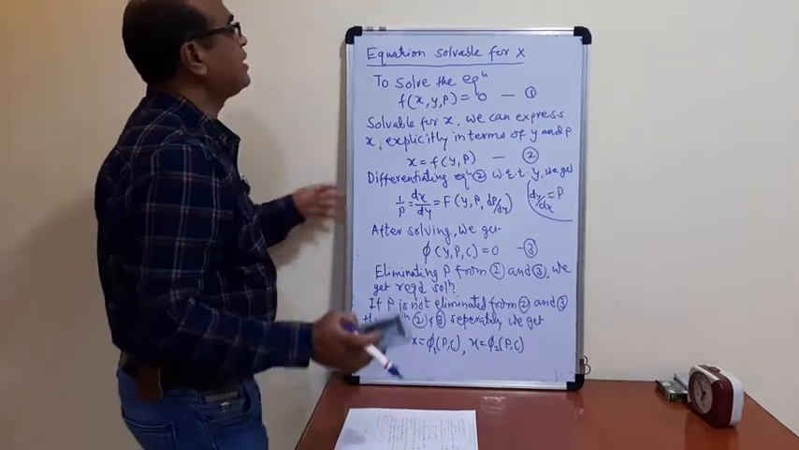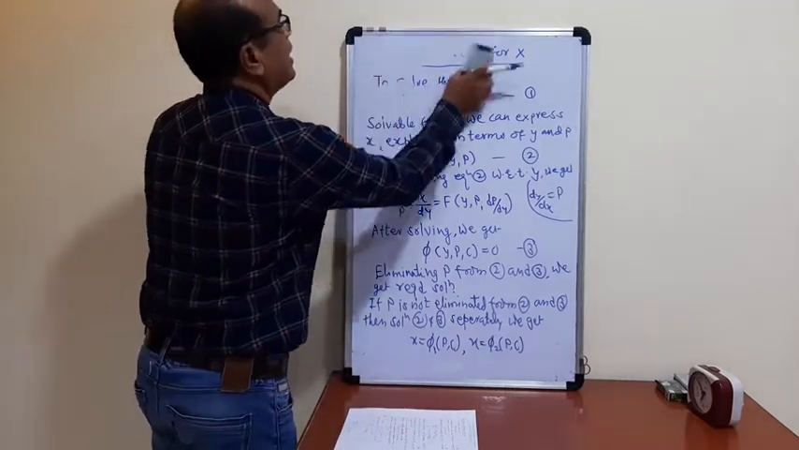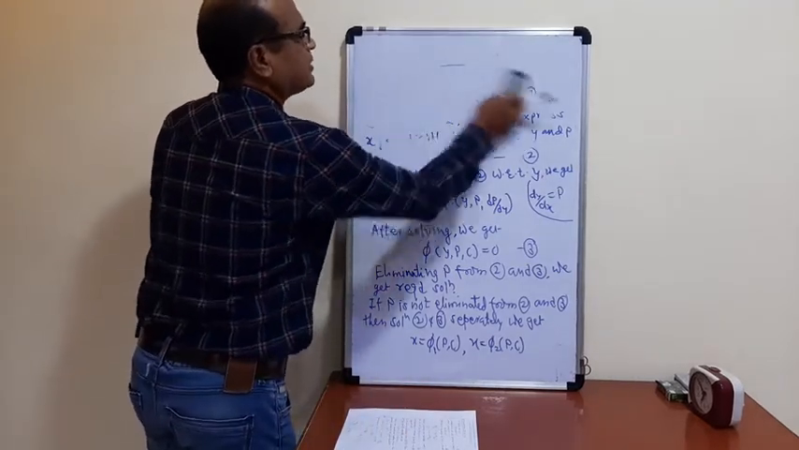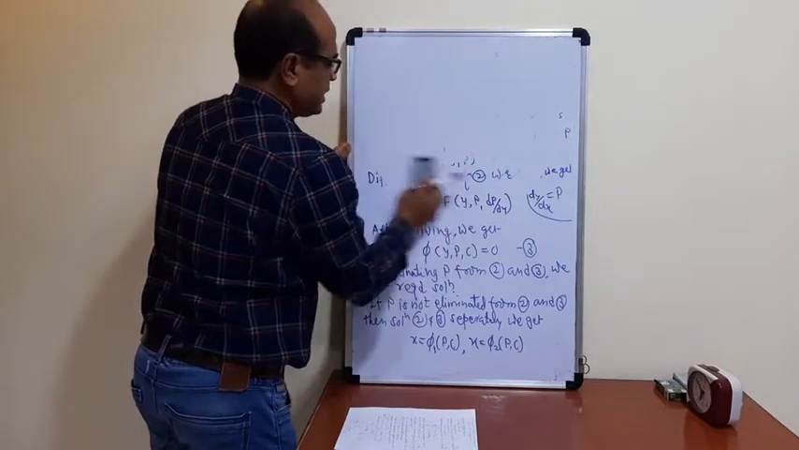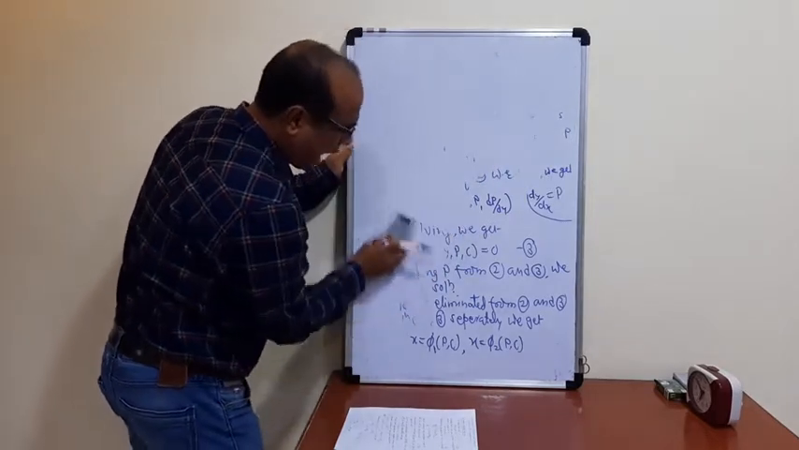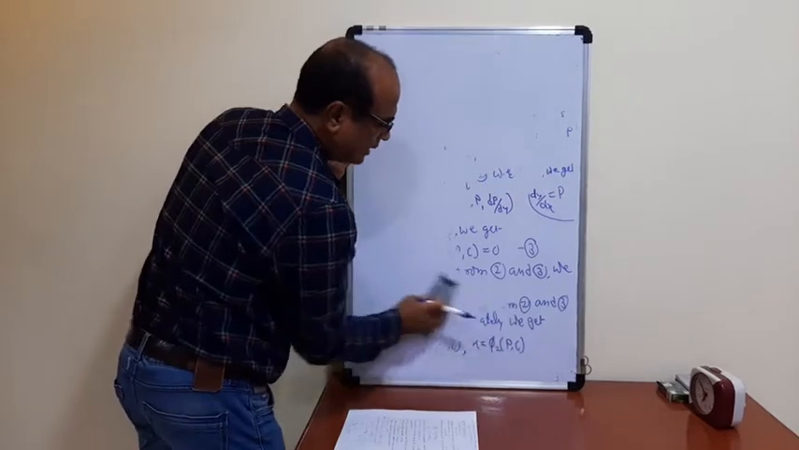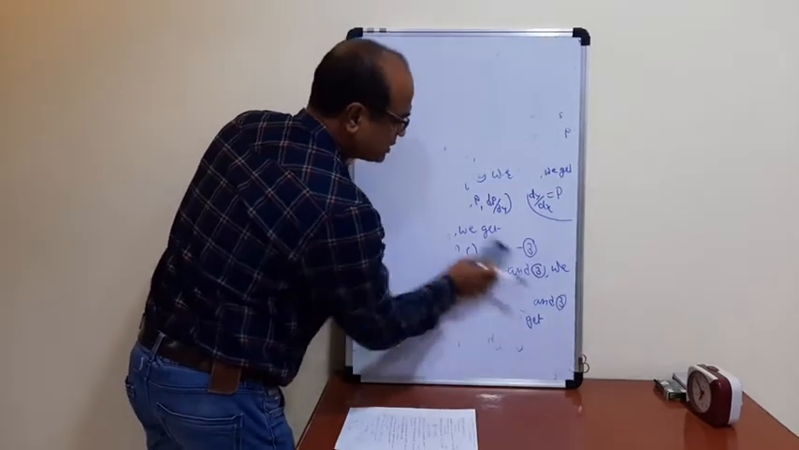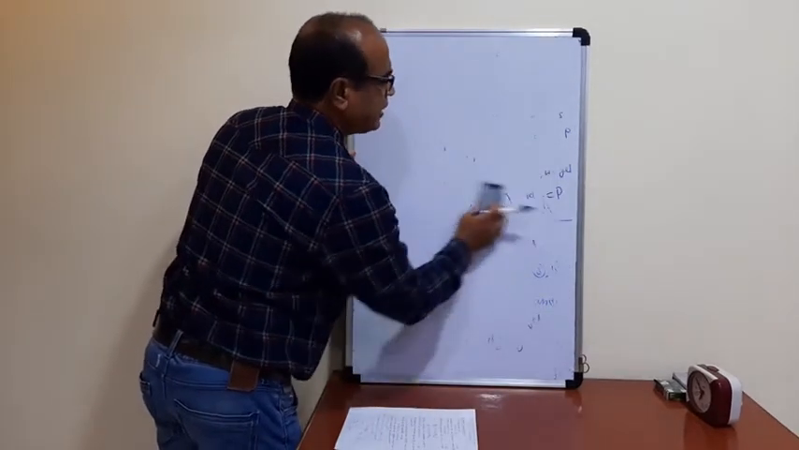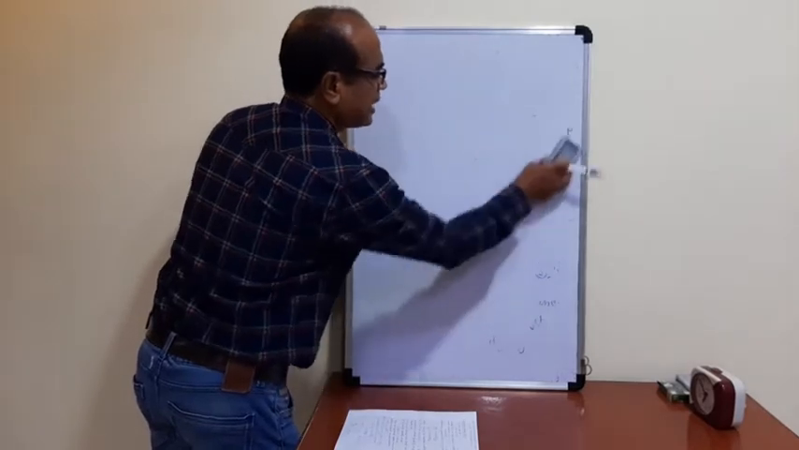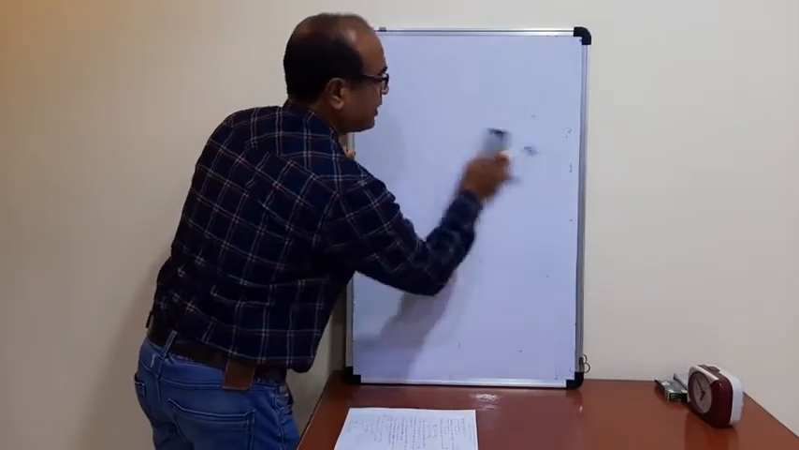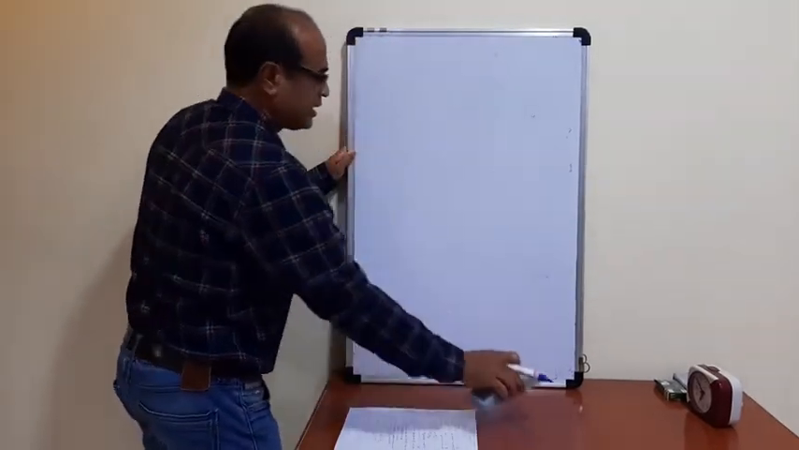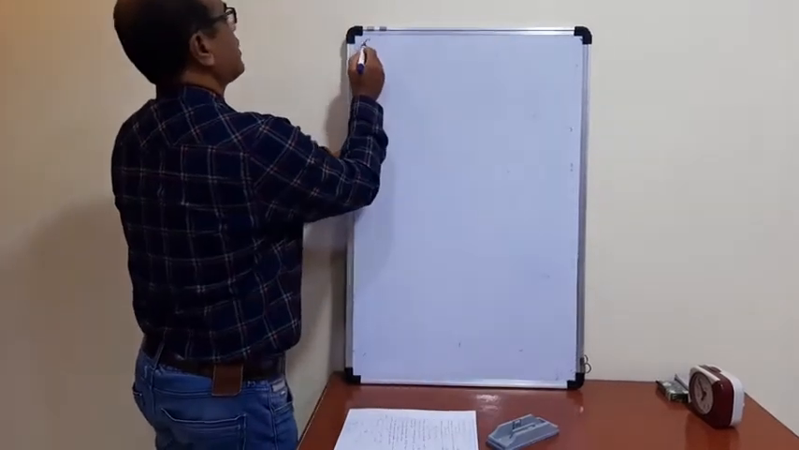So okay, we take one example of such type. So solve the example here and how to write the given equation in a solvable for x type and how to solve that equation here. So very simple method is there. Okay, so we take a simple example.